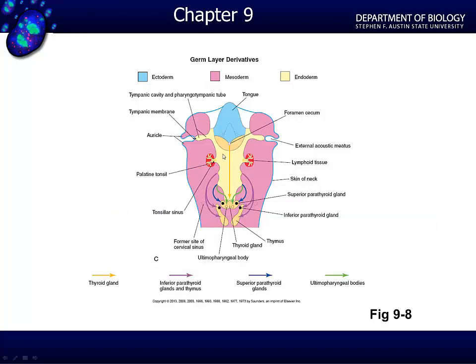Here we can see a little bit later, we've almost obliterated all of our other pouches. We can see our grooves are almost completely gone. But here, groove 1 and pouch 1, this is going to be for our hearing, and then we're going to have our tympanic membrane.